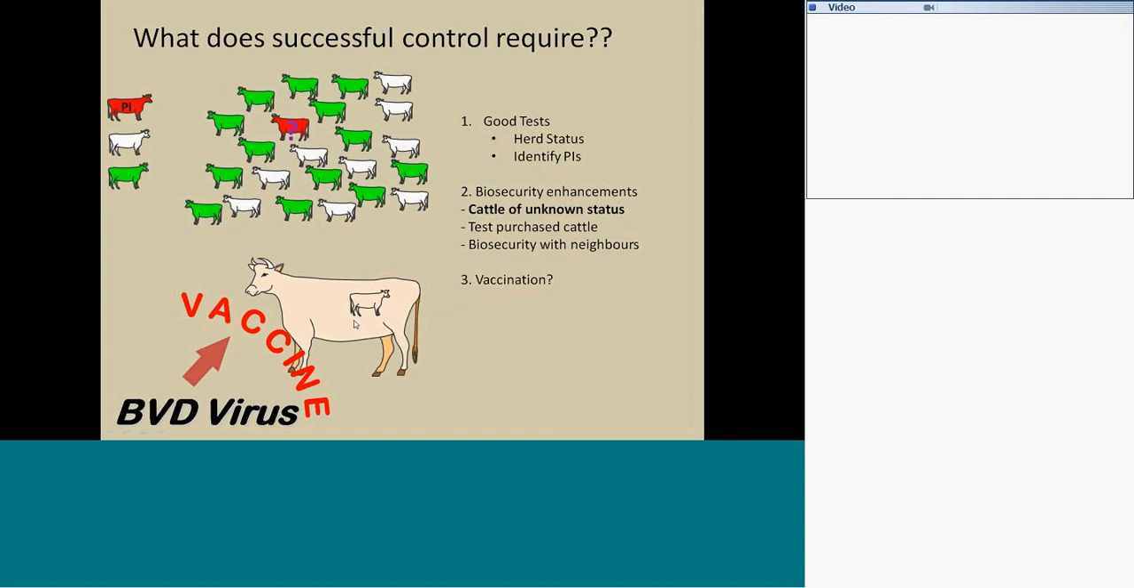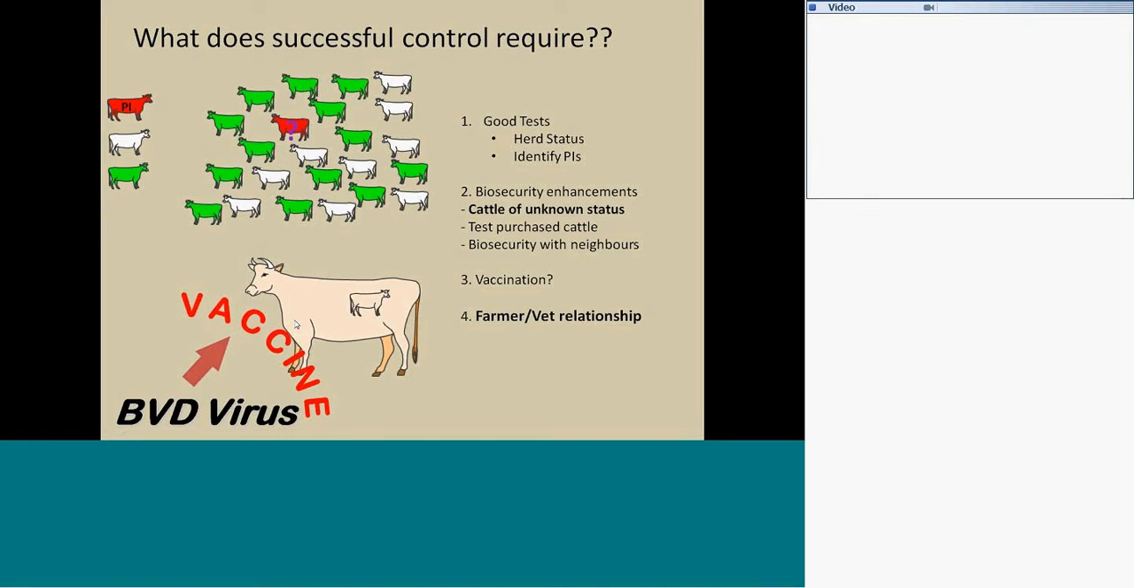So we covered how they were produced in the last webinar, but what we need to do is make sure that the mother's immunity is good enough to stop that virus crossing the placenta and infecting the fetus in order to ensure that we don't produce more PI animals.